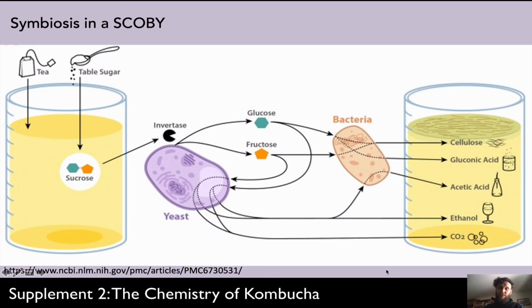This is the symbiotic culture of bacteria and yeast. This is how they're working together. Let's look at the science behind it a little bit here. So we make some tea, we dump in some sugar. That sugar, the scientific name is sucrose. The yeast that is in the SCOBY makes a protein called invertase. And it's great because the bacteria don't actually have access to this invertase. The yeast do.